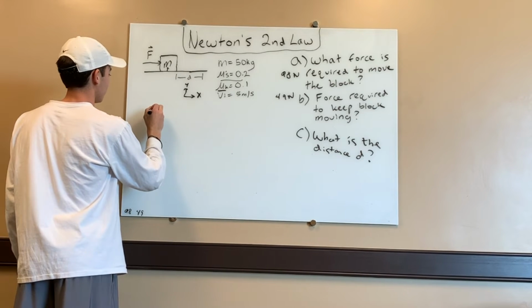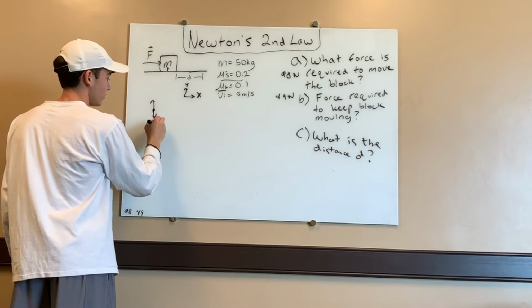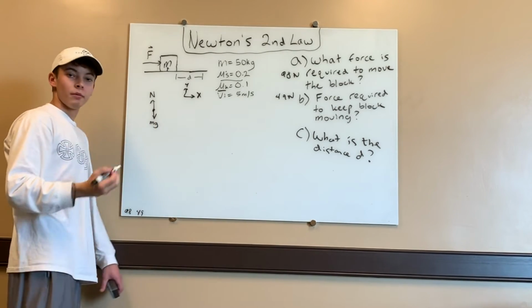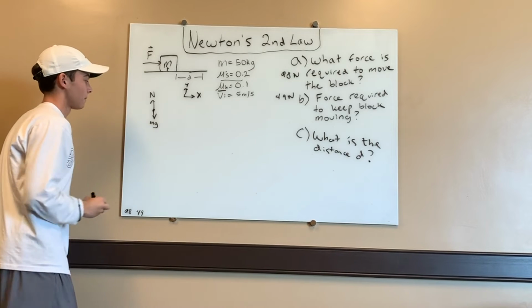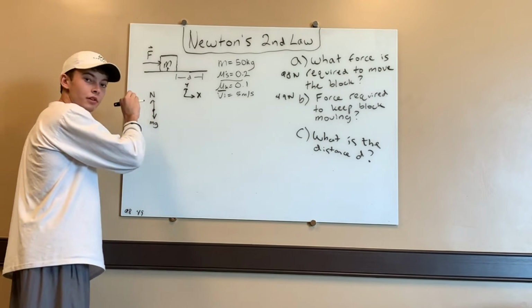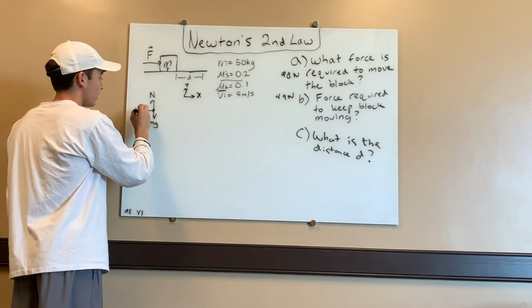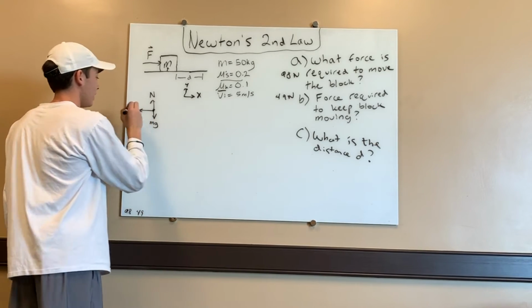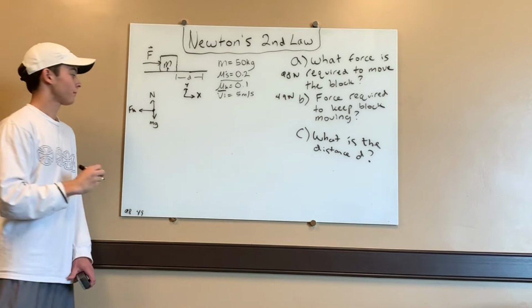So let's do our free body diagram again. We have the gravitational force acting in the negative y direction, and we have the normal force opposing that. It's keeping the block in place. But now instead of a force being applied that way, we don't have that anymore. Our block has no force being applied to it. It just has a kinetic friction slowing it down.